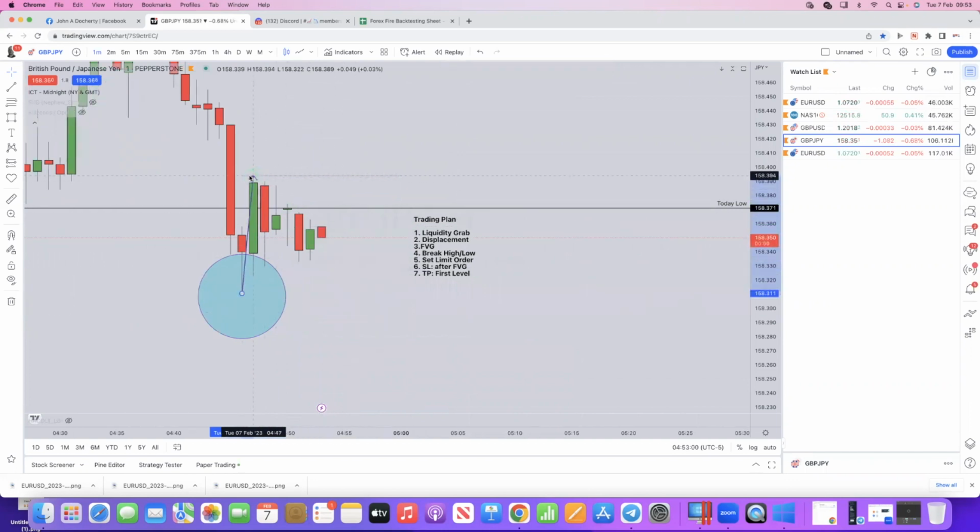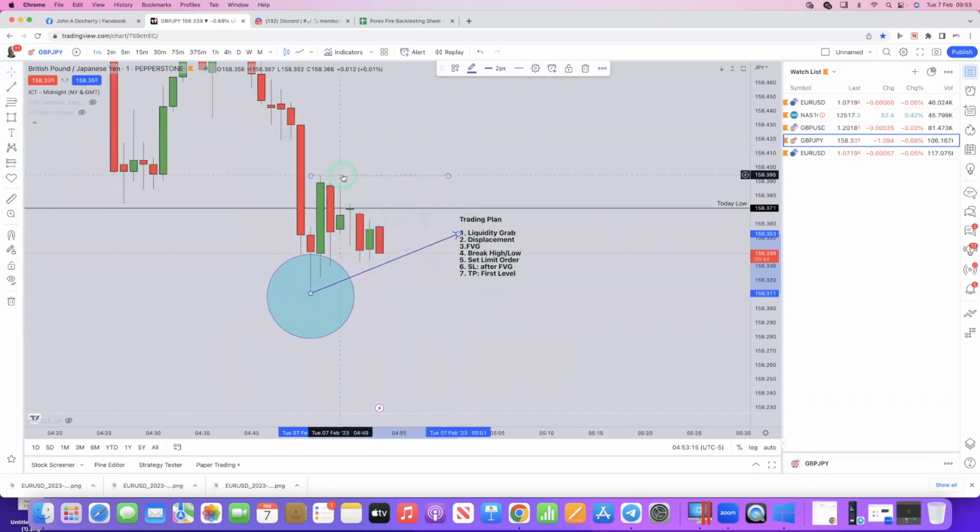There's been a liquidity grab here. We've done the pullback to create liquidity for when we want to see the displacement. The displacement will come once we see price action come back on the buy side. So this is the buy side liquidity, and this would be the sell side liquidity. So there's buy side and there's sell side.